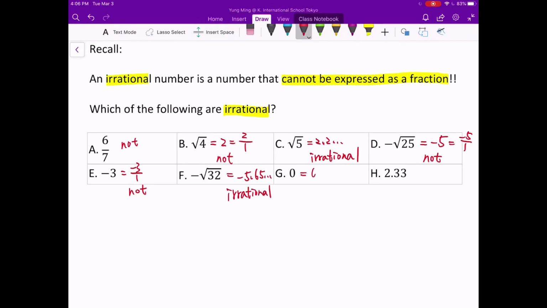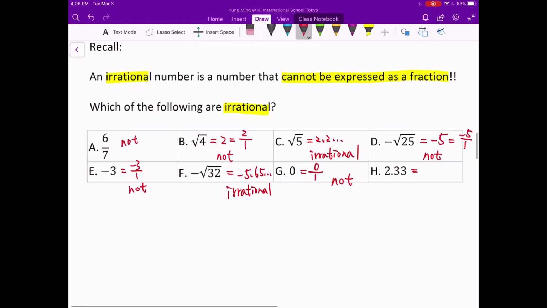Okay, 0 is just 0. You can write 0 as 0 over anything, right? 0 over 1, let's say. So this is a fraction over here, so you're not bad. As long as you can be written as a fraction, you're good. You're not what we're looking for over here. Okay, so 2.23 could actually be written as 233 over 100, so this is also not what we're hunting for.